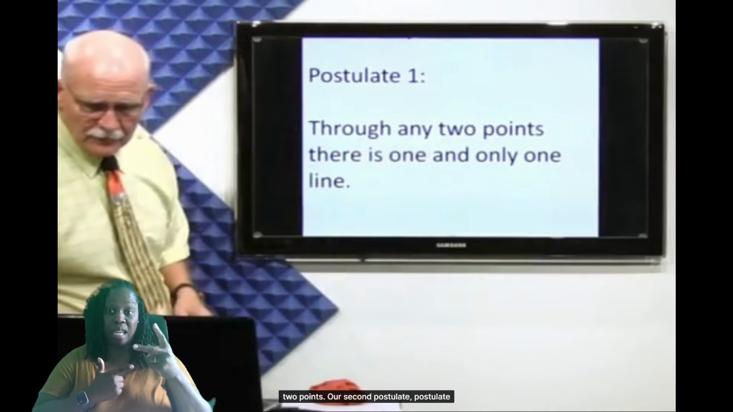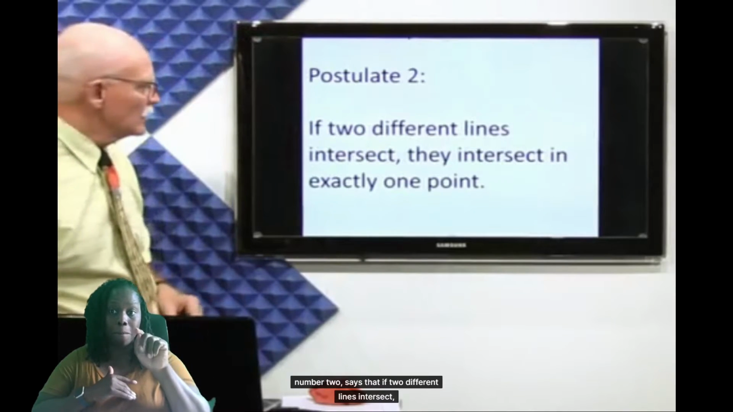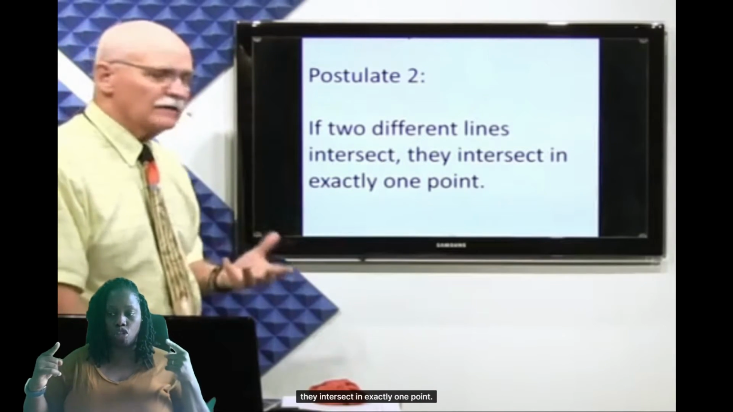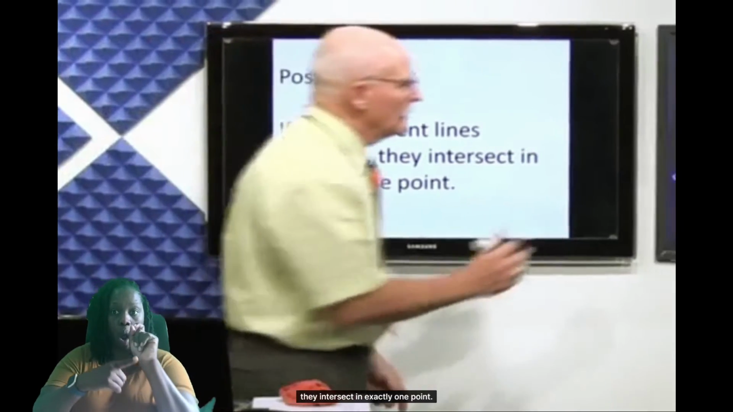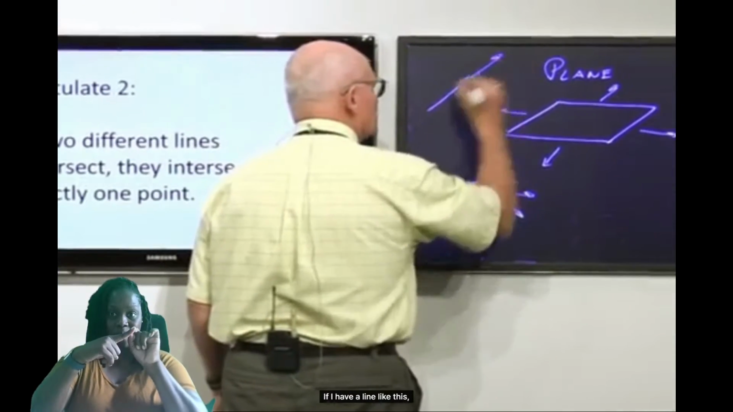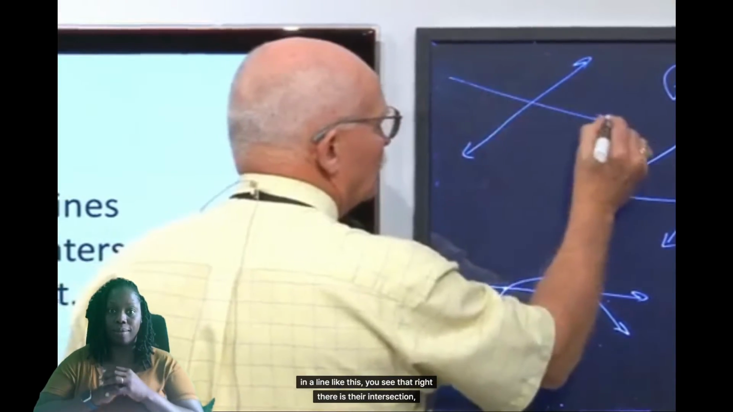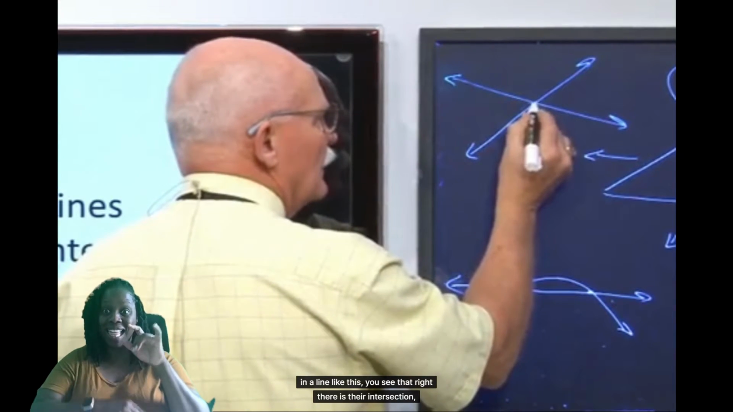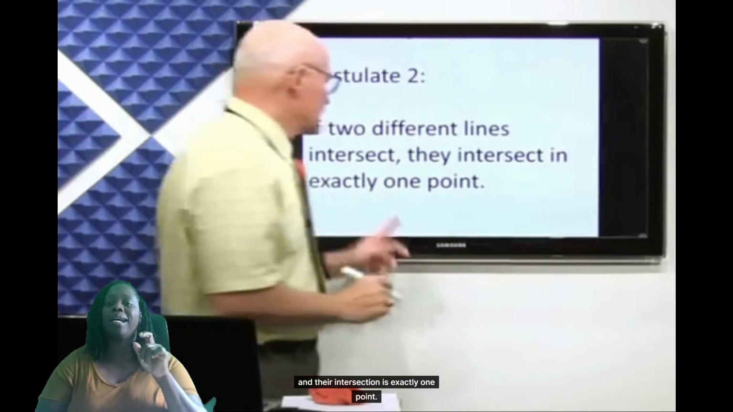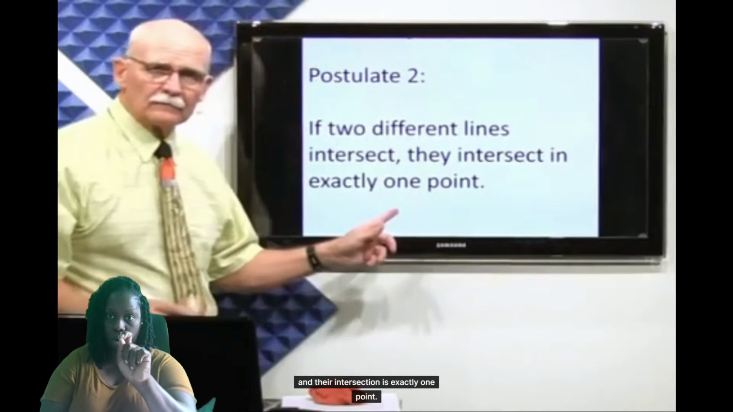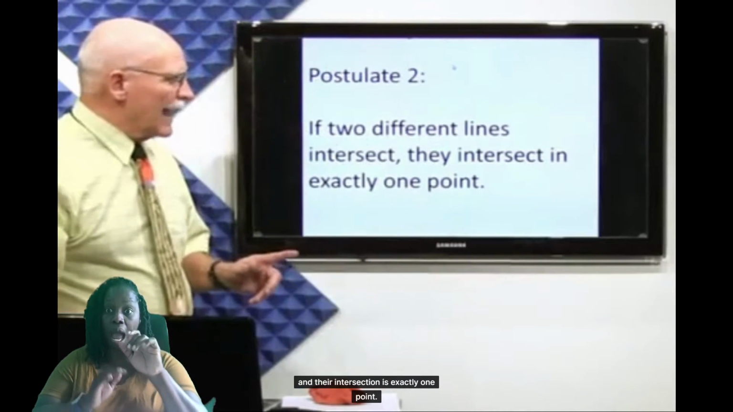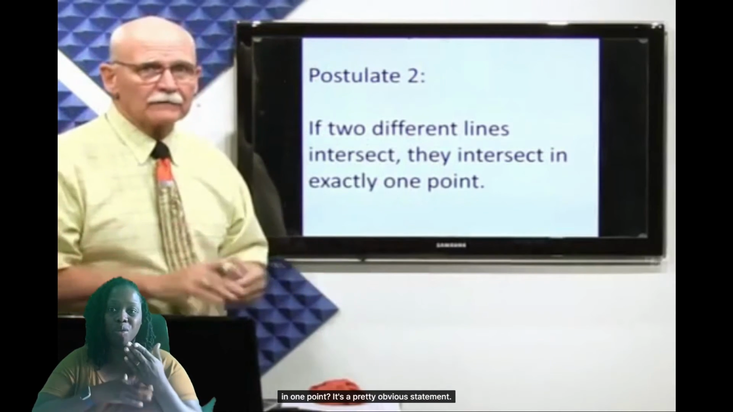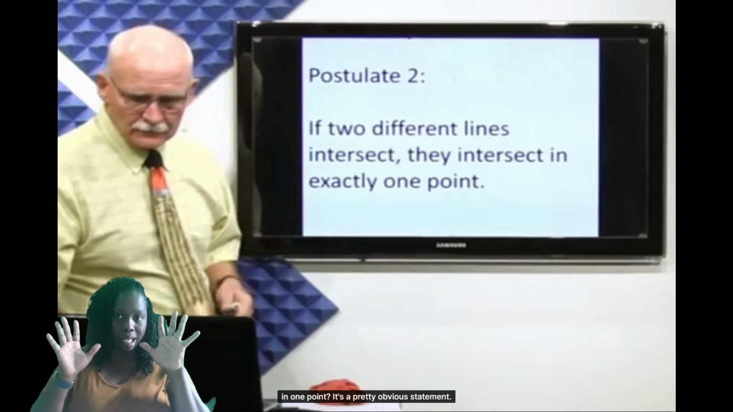Our second postulate, postulate number 2, says that if 2 different lines intersect, they intersect in exactly 1 point. If I have a line like this and a line like this, you see that right there is their intersection, and their intersection is exactly 1 point. How else could 2 lines intersect other than in 1 point? A pretty obvious statement.